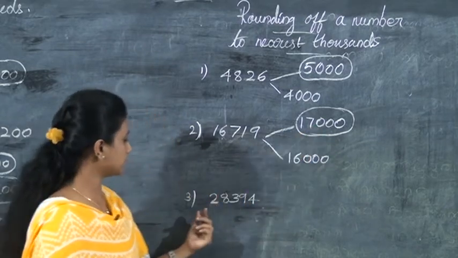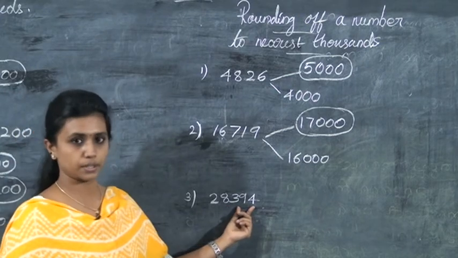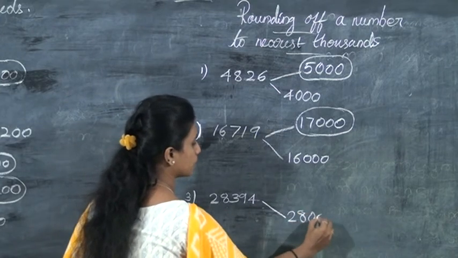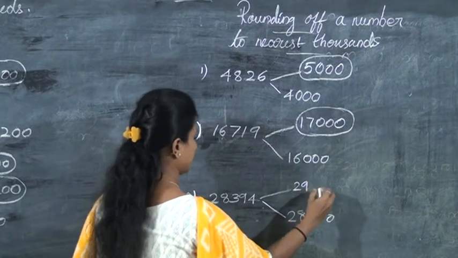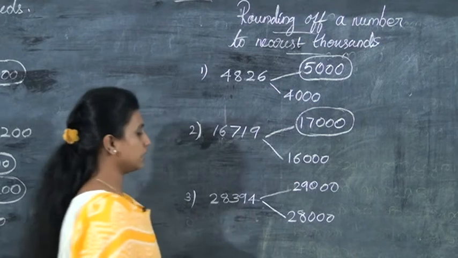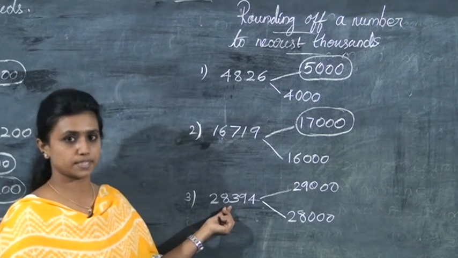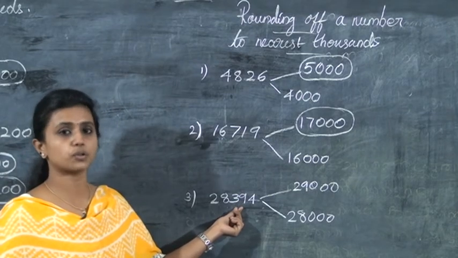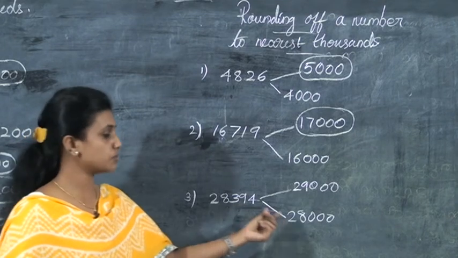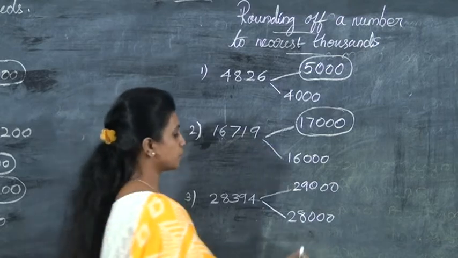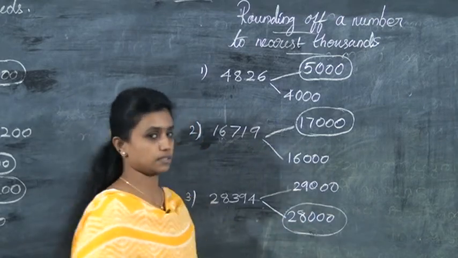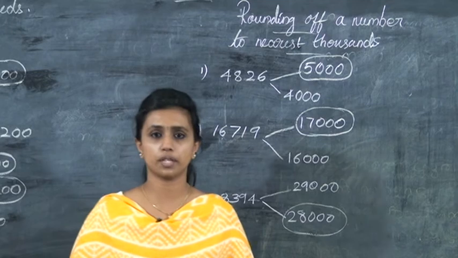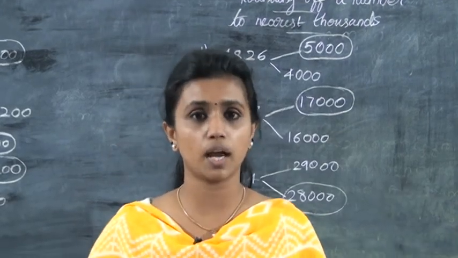Okay. Now the third one, 28,394. So where does this number lie between? This number lies between 28,000 and 29,000. Okay. Now look at the digit at the thousands place. It is 8 and the digit next to it is 3, and this 3 is less than 5. So where do you round off this number? Down, right? Round down to the nearest thousands. Okay. So 28,000 is correct to the nearest thousands. Round down. Clear? So this is the way of rounding off a number to thousands and to hundreds.